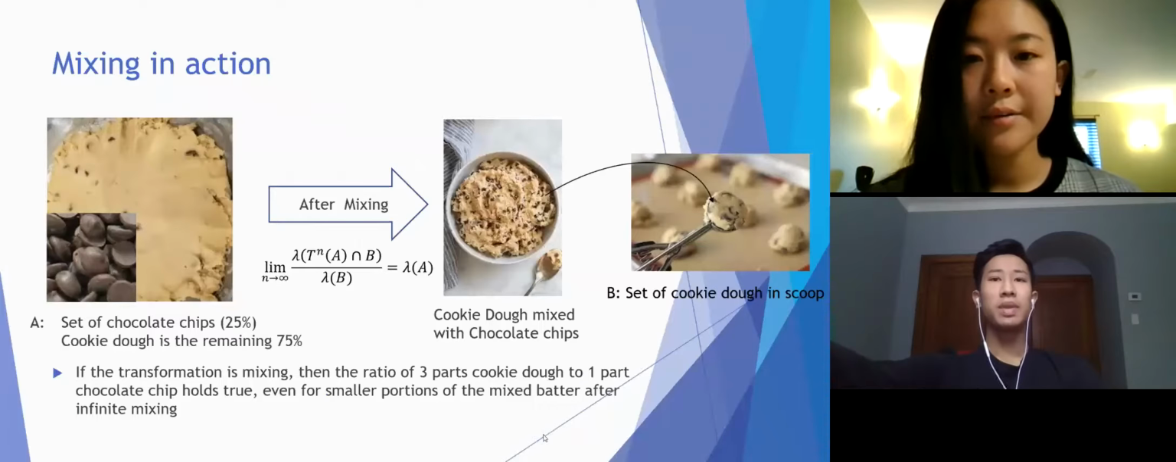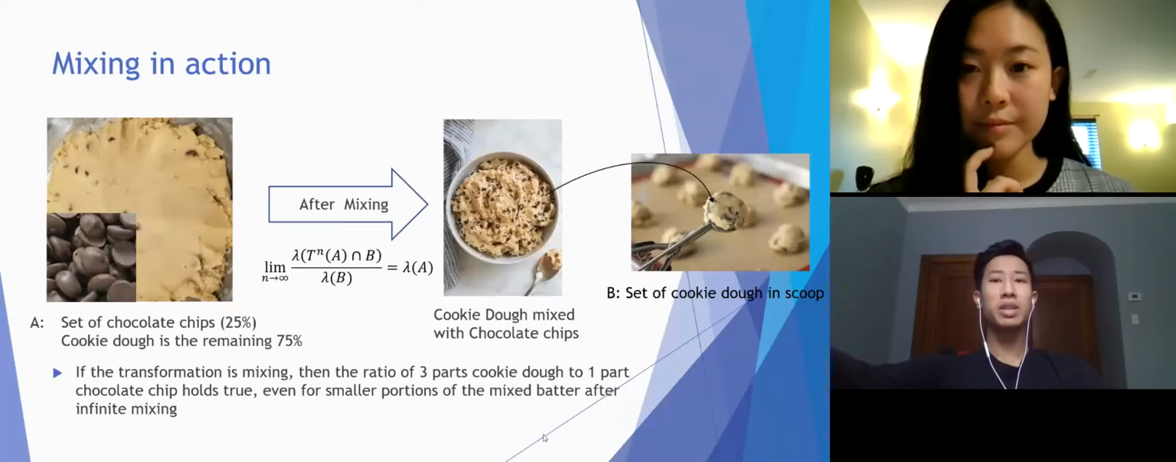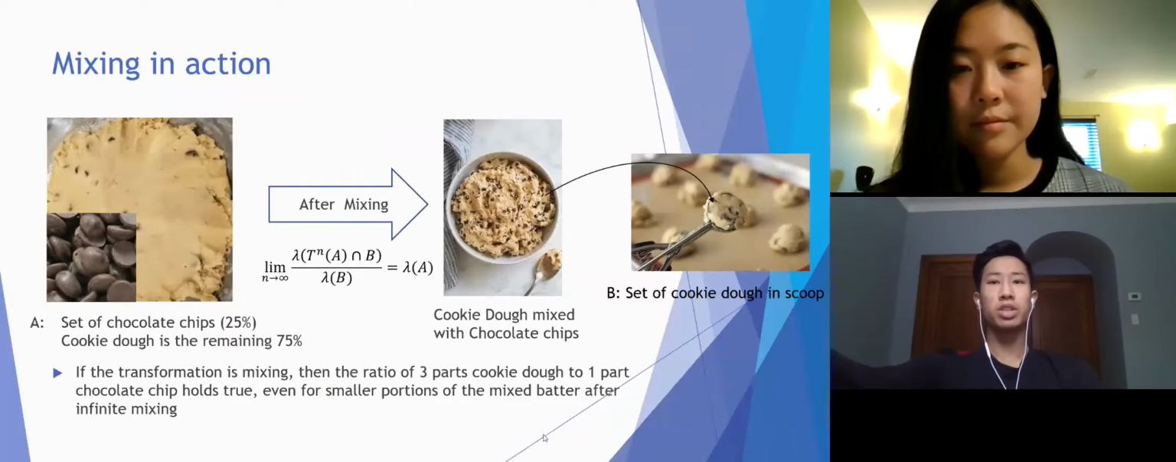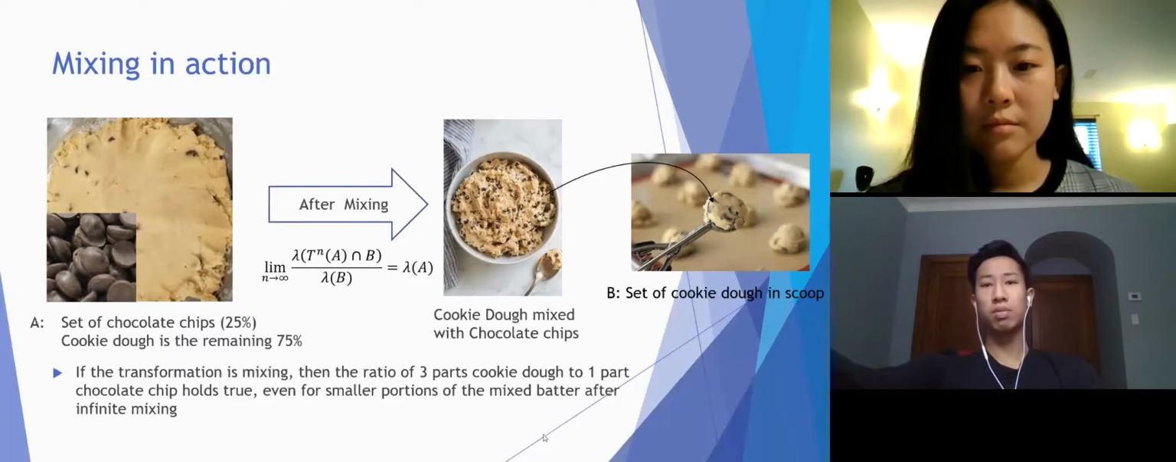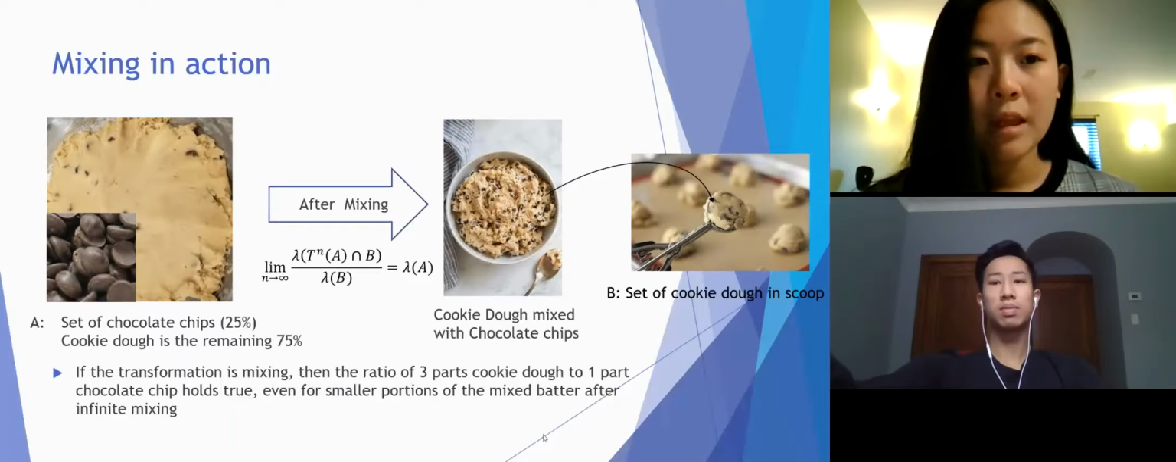Here we have an example of mixing in real life. If my initial batter is composed of 3/4 cookie dough and 1/4 chocolate chips, after infinite mixing, we'd expect this proportion to hold true even for smaller portions of the batter. So if I look at my set B, which is the cookie dough in 1 scoop, the intersect of the mixed chocolate chips with the scoop of dough represents the chocolate chips inside the scoop. The ratio of the measure of these chocolate chips to the measure of B is equal to the measure of A, which is 1/4. So in other words, my cookie is composed of 1/4 chocolate chips.